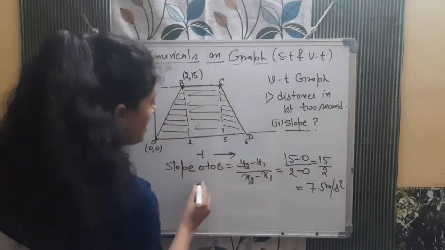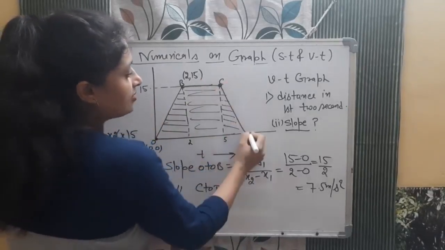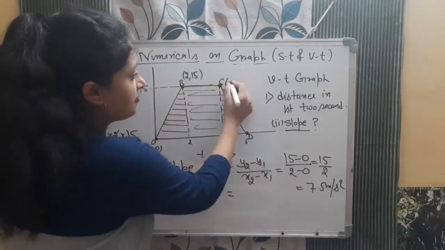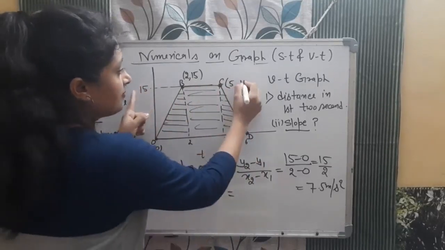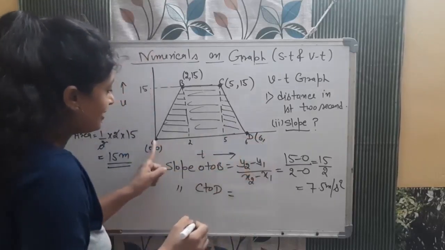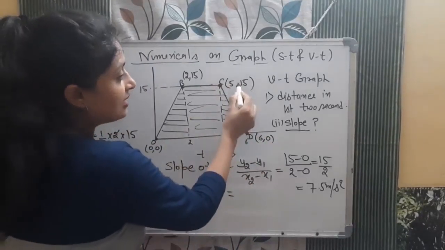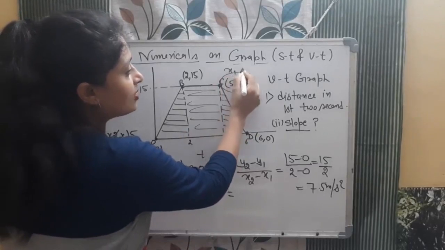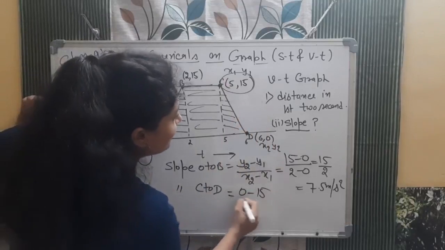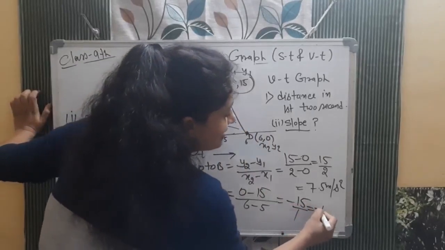Now come to the CD part. Slope of C to D. This is the initial point and this is the final point. At the initial point, what are the coordinates? What is the value of x? 5. What is the value of y? 15. Here, what is the value of x? 6. What is the value of y? 0, because the object comes to rest now. So initials are x1, y1, finals are x2 and y2. So y2 minus y1, 0 minus 15, divided by x2 6 minus x1 5. So what will this be? Minus 15 by 1, minus 15.